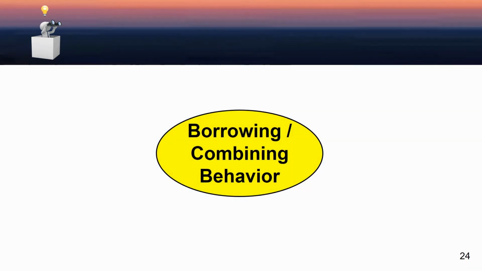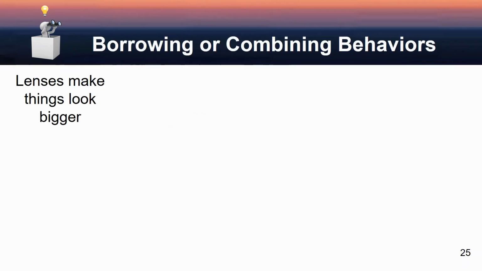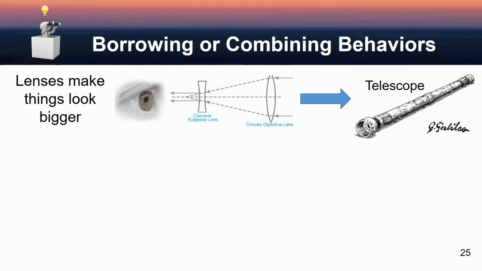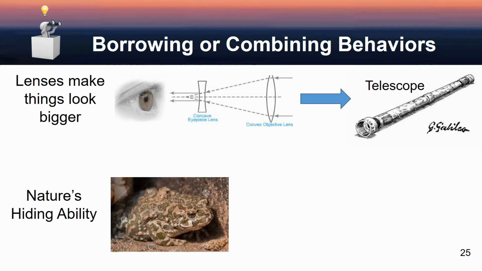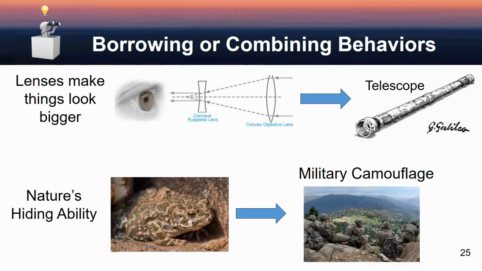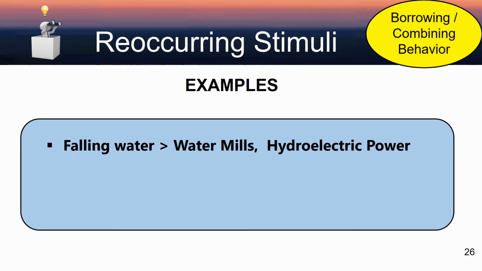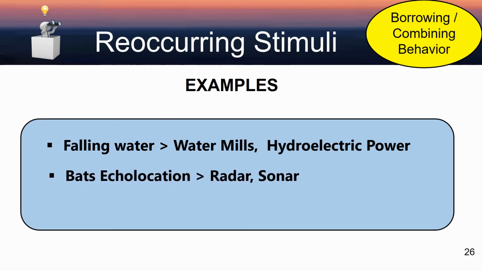Borrowing or combining behavior. Lenses make things look bigger, and that was borrowed to create the first telescope. Nature's hiding ability was borrowed as a behavior to create military camouflage. Let's look at some examples here. Falling water as a behavior was borrowed to create water mills and, more recently, hydroelectric power. Bats' echolocation technique was borrowed to create radar and later sonar. And, to some extent, the mechanics of fluids was borrowed to create lasers.